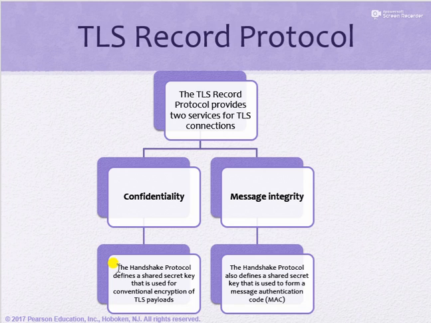and then these keys are used by record protocol for encrypting all the messages that are being sent on this session. And then message integrity is provided through TLS record protocol, because through handshake protocol, when we define shared secret keys, then those keys are used by record protocol to calculate the MAC of all the messages that are sent on that session.